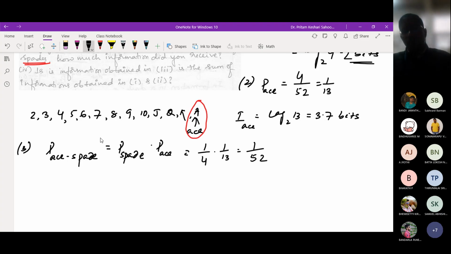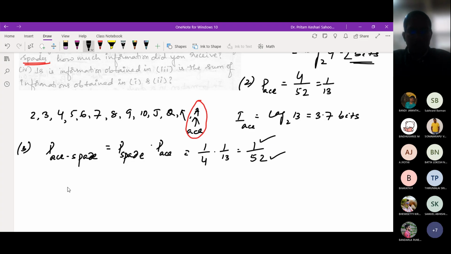Now you can use another way of calculating the probability. See, in a deck of cards, how many cards are there which are S and of type spade? There will be only one card which is S of type spade. So only one card out of 52. So this is the other way of calculating the probability.